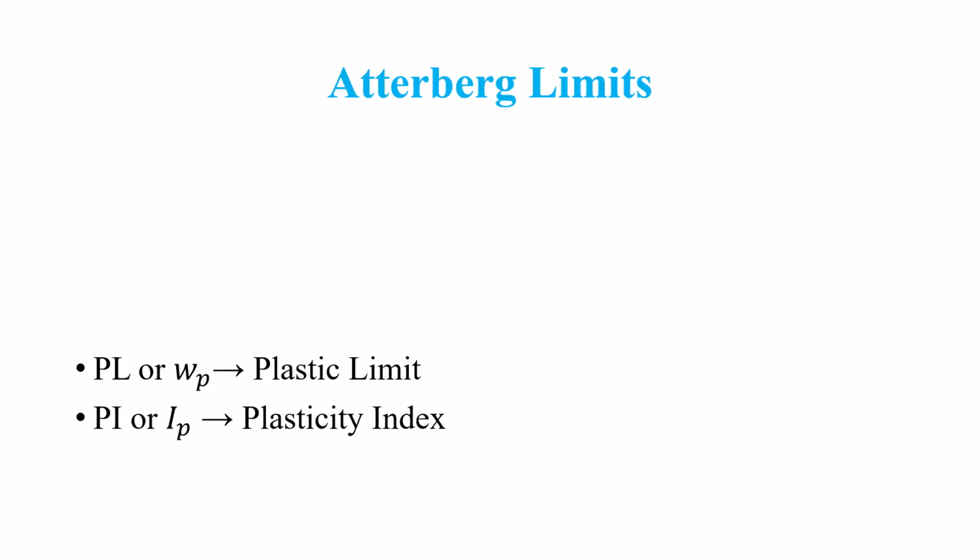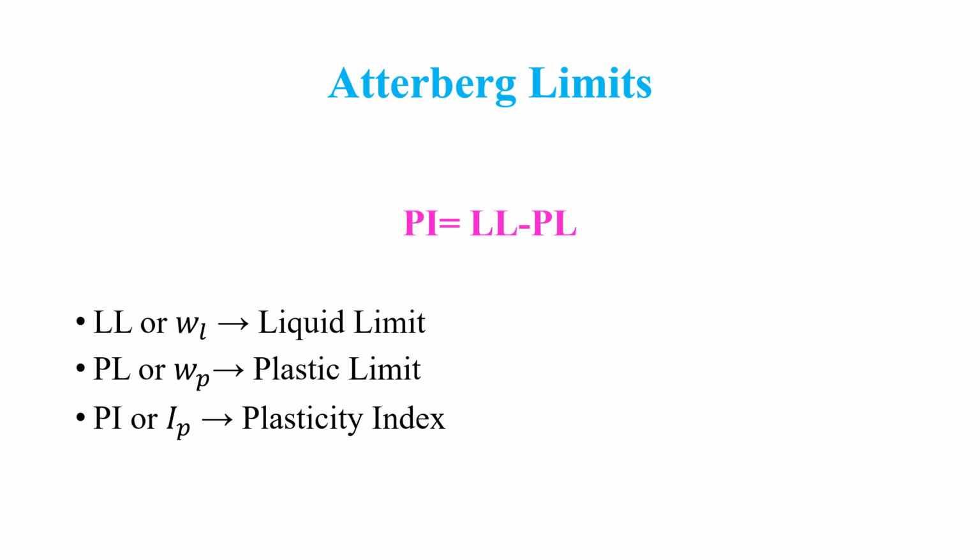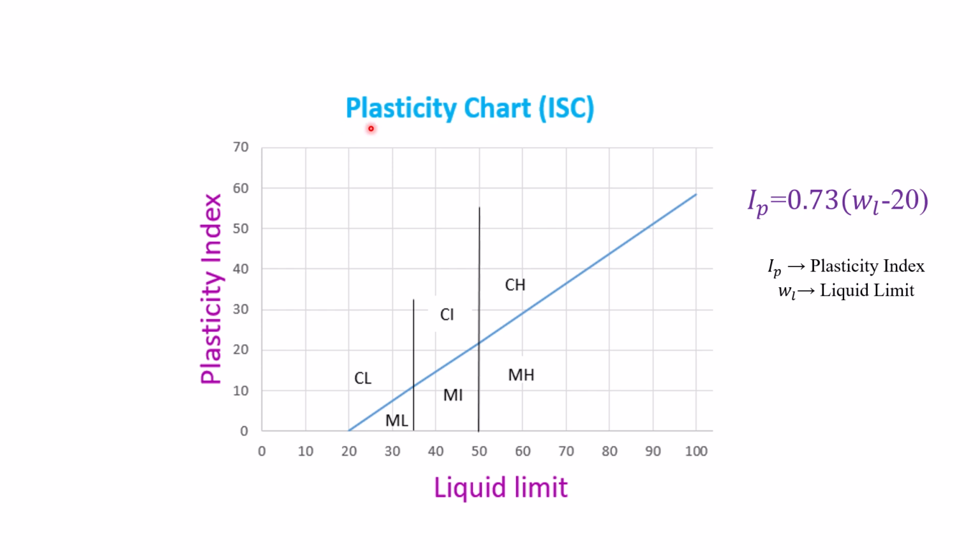Now let's look at fine-grained soils. These are classified as silt or clay, M or C. Fine soils cannot be classified by size alone, so we use Atterberg limits. The plasticity index is the difference between liquid limit and plastic limit. We use the plasticity chart to classify fine soils.